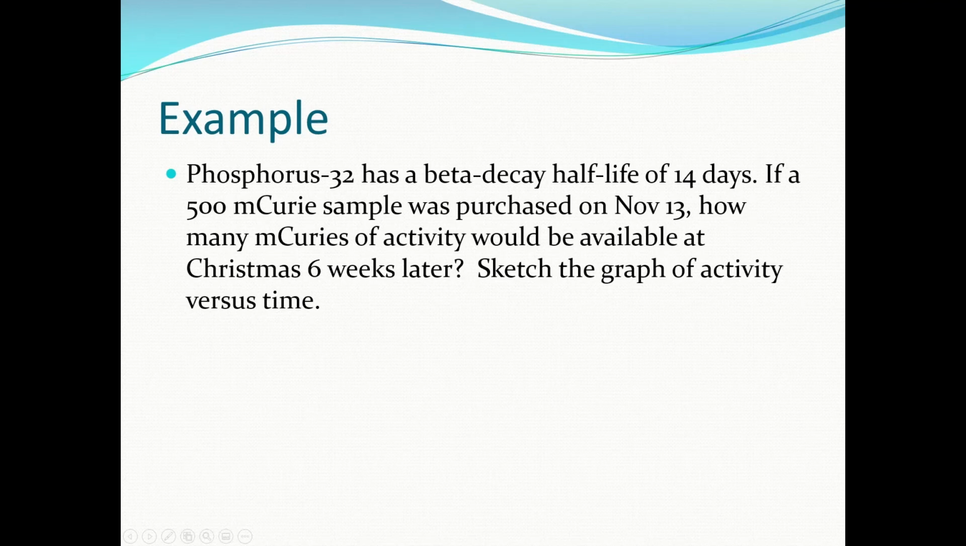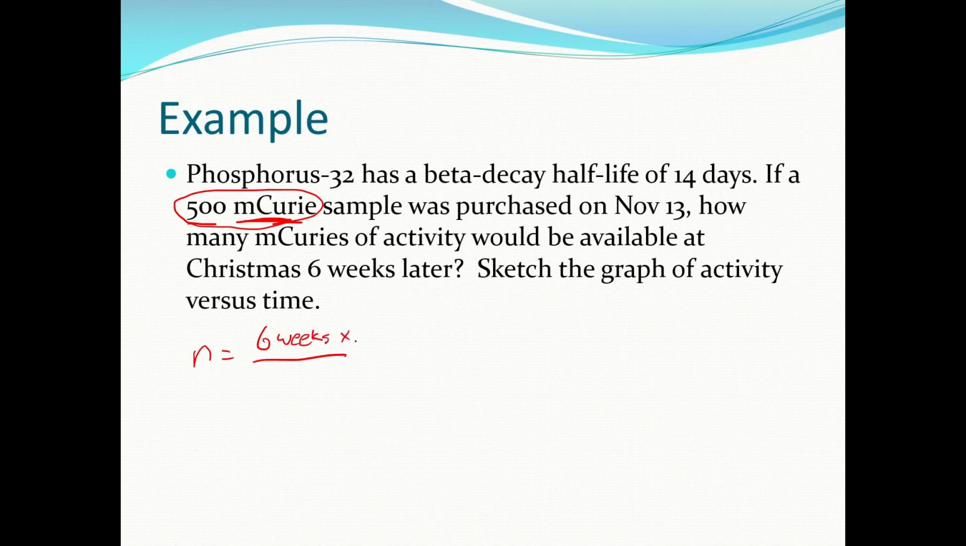Phosphorus-32 has a beta decay half-life of 14 days. If a 500 millicurie sample, which is just a way of measuring decays, and you don't even have to worry about the units in this, was purchased November 13th, how many millicuries of activity would be available at Christmas 6 weeks later? So I got you some phosphorus-32 for Christmas. I want to know how many half-lives have happened, what it's going to look like. Okay, so it's got a half-life of 14 days. So we can use that first formula. So we have 6 weeks, right? So our time is 6 weeks.